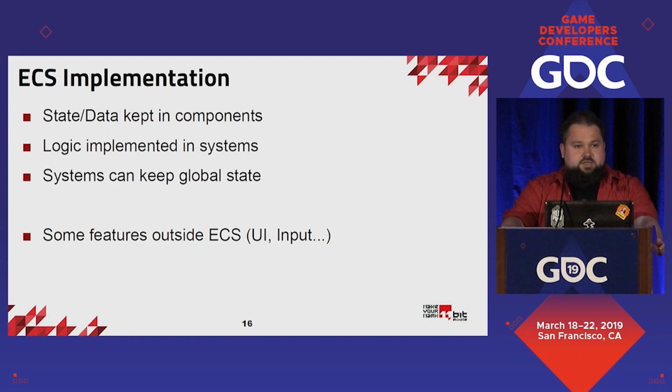And we also needed to face the fact that our engine is older than entity component systems, and not all parts of it were transferred to the new architecture. So some features were outside of ECS that had an impact on our code, and for example, that would be UI system, input system, rendering system, and so on.